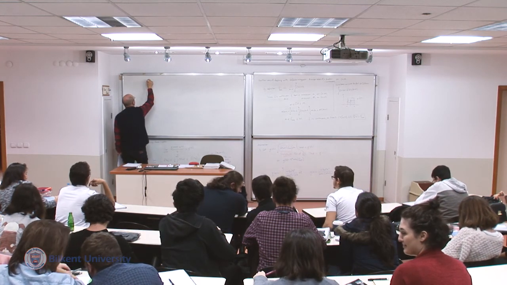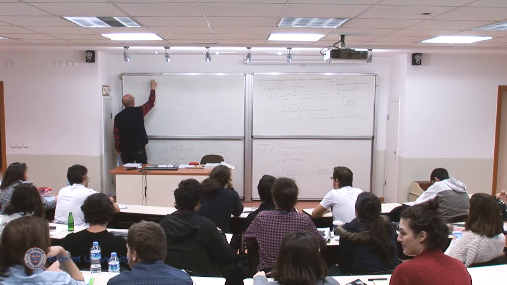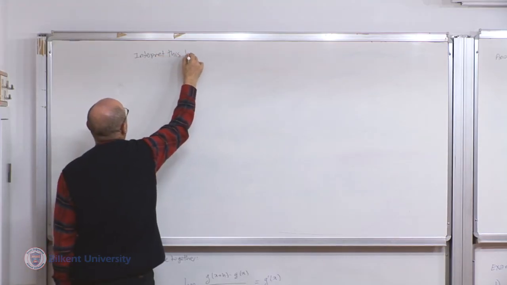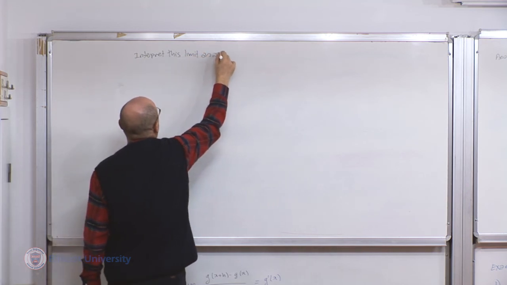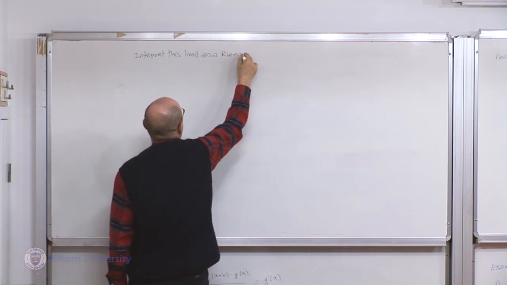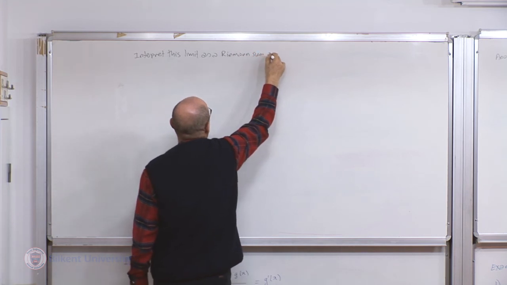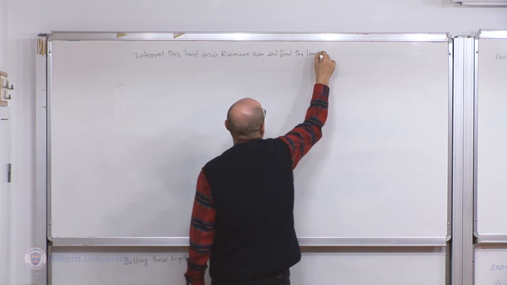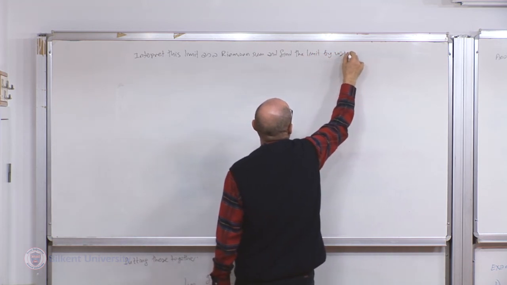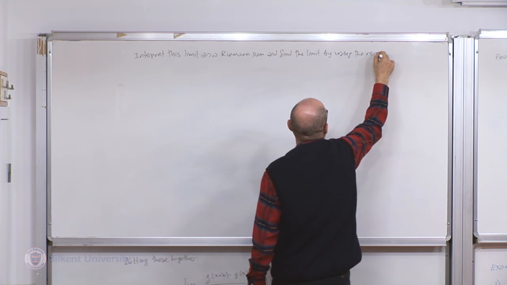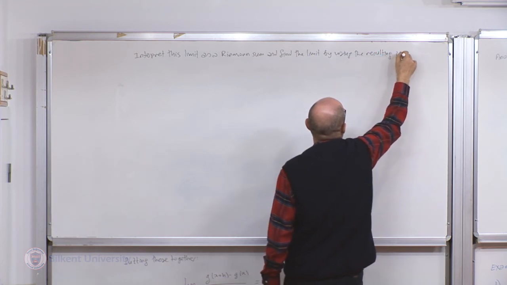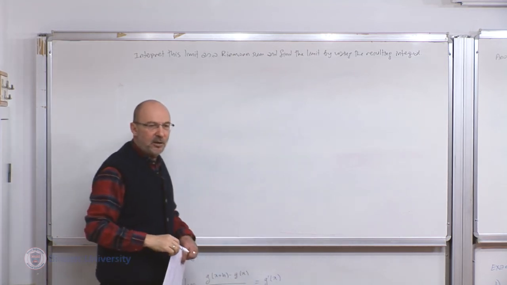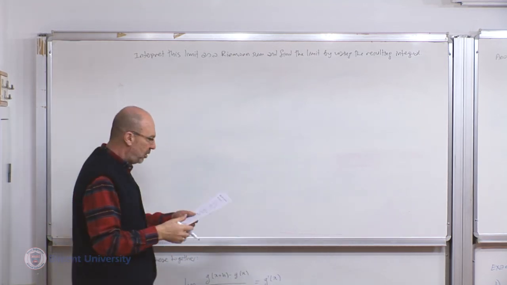So here, interpret this limit as a Riemann sum and find the limit by using the resulting integral. In fact, that's the only way you can find such limits, unless the expressions are totally trivial.